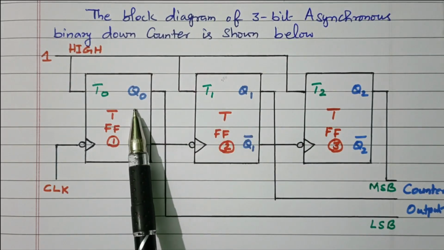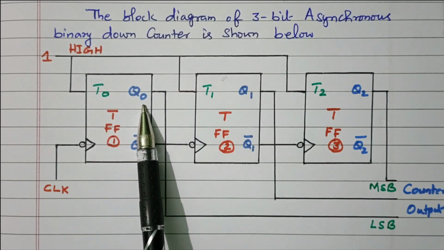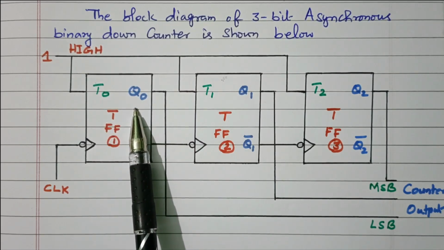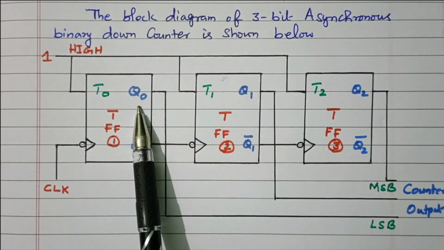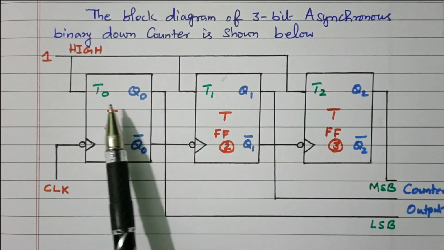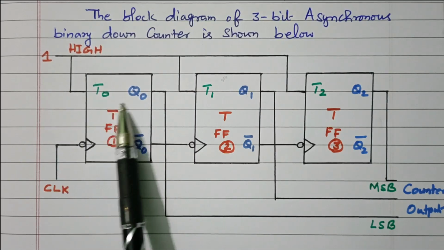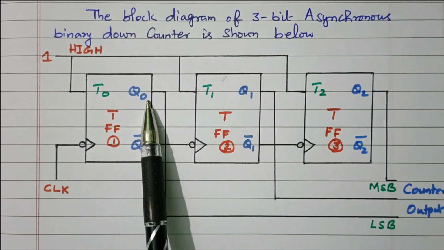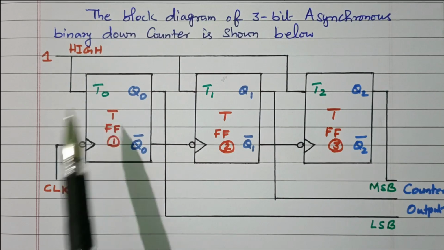What is the nature of the T flip-flop? If the T input is 0, there is no change; the present state and next state are the same. If the T input is 1, then it toggles. If the present state is 0, the next state will be 1. If the present state is 1, the next state will be 0. Here high, that is 1, is given. So for every clock pulse, the output will toggle. The output of the first flip-flop will toggle. That is the nature of the T flip-flop.